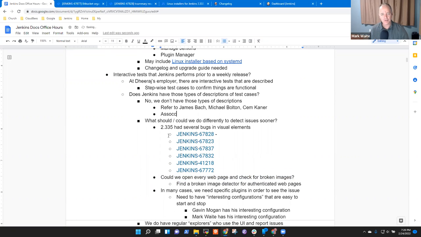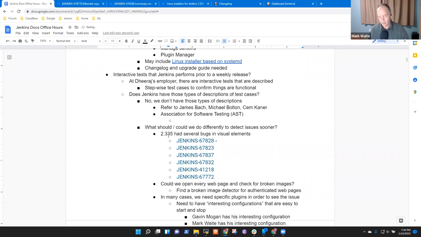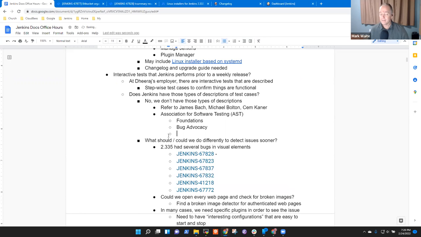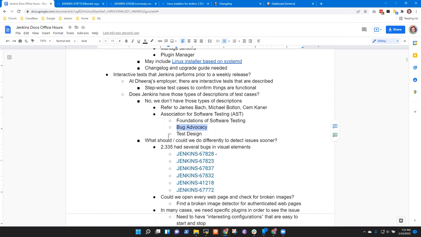There is a multi-part course series from the Association for Software Testing, AST, that includes foundations, I think, as the first course. Bug advocacy is the second course. So foundations of software testing, bug advocacy. Let's see, what else? Test design, I believe, is their third course. And each of these is a 6-week intensive course. Just to give you a hint, I flunked bug advocacy my first attempt. I failed. And that was after 15 or 20 years in the business. I still failed the course the first try. So they're very serious about these courses.